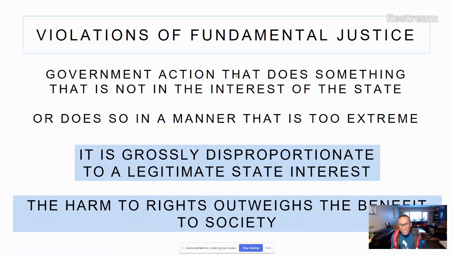So the way we think about this is that the harm to your rights, the harm to these rights that I've articulated, life, liberty, and personal security, the harm that is being caused by that law or action outweighs any benefit that Canadians will derive from the law.